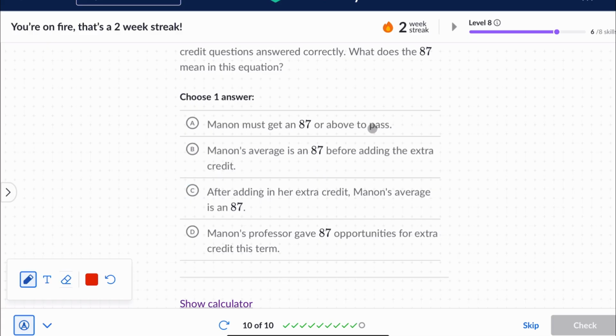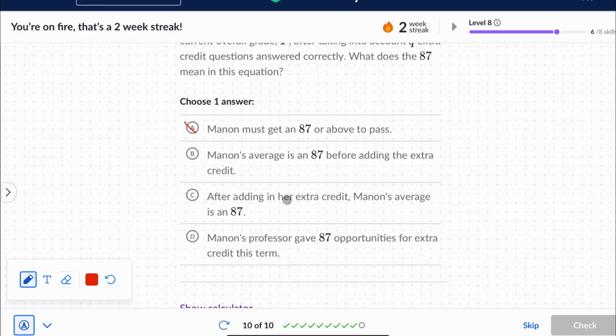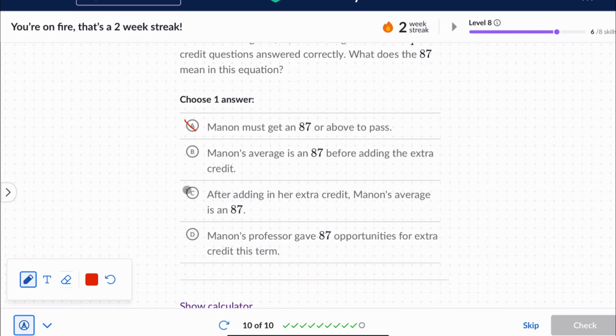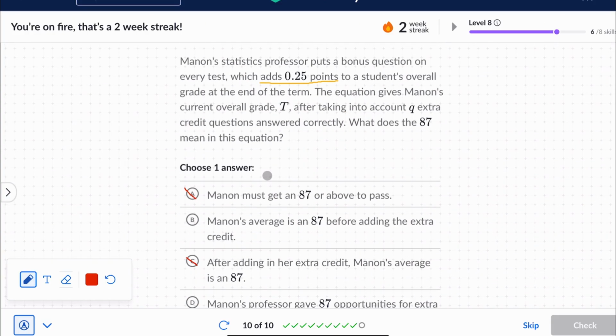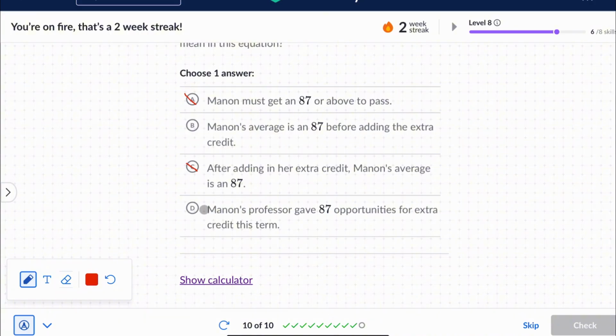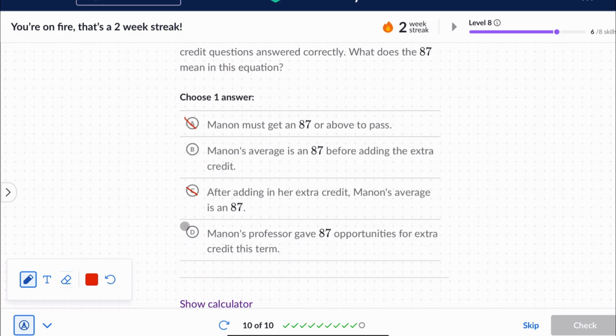Manon must get 87 or above to pass. That's wrong. Did not say anything about that in the problem. Manon's average is an 87 before adding the extra credit. Looks like B is going to be correct. C, after adding in her extra credit, Manon's average is 87. No, that's wrong because T is after adding the extra credit, not 87. Then Manon's professor gave 87 opportunities for extra credit this term. No, because we don't know how many. The answer should be B.